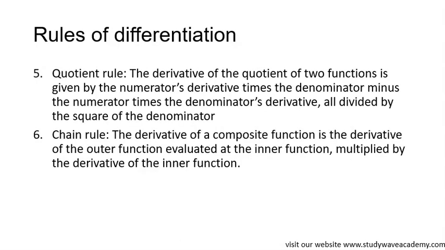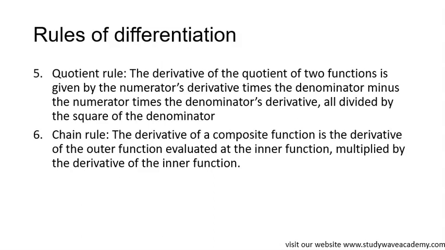The quotient rule. The derivative of the quotient of two functions is given by the numerator's derivative times the denominator, minus the numerator times the denominator's derivative, all divided by the square of the denominator. We are going to be looking at an example to help you understand this better, okay? If you divide one function by another, it's a bit more complex. So you find the derivative of the top, multiply by the bottom, subtract the product of the top and the derivative of the bottom, then divide by the square of the bottom. We're going to understand this better, okay?